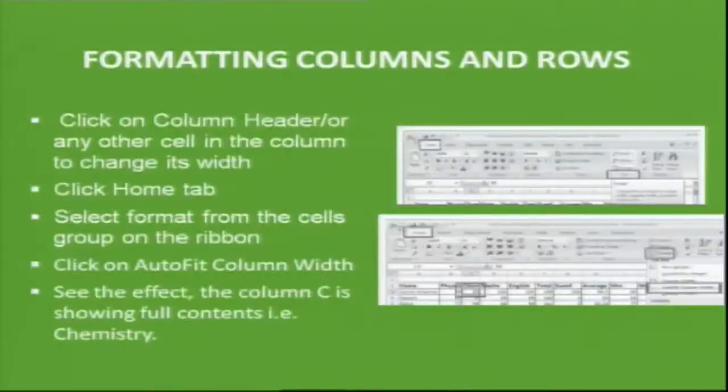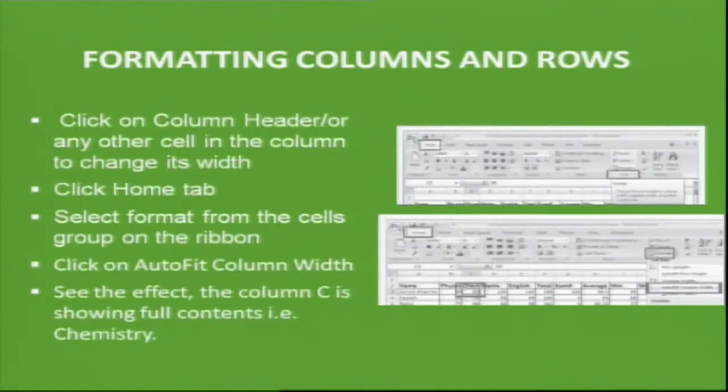Next, we are going to discuss formatting columns and rows. To format any column or row, we can click on the column header or any other cell in the column to change its width. We can click the Home tab, then select Format from the Cells group on the ribbon, then click on AutoFit Column Width.